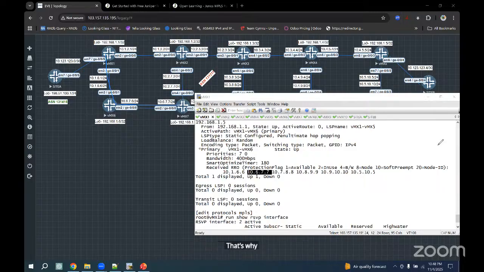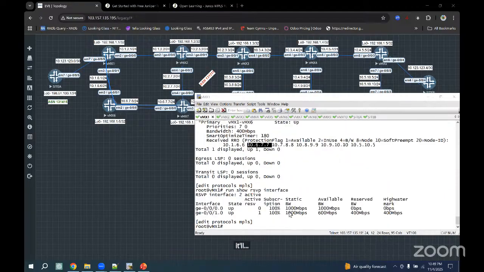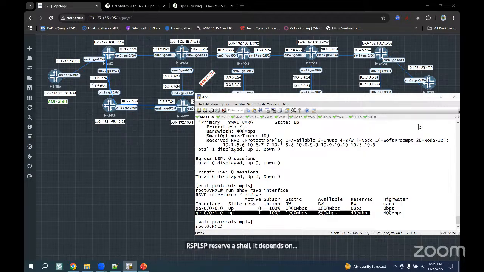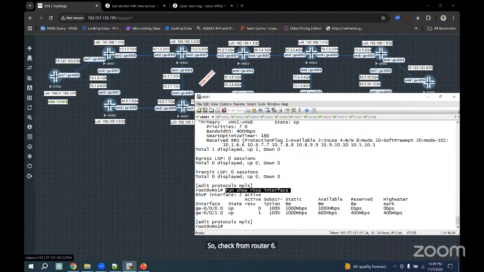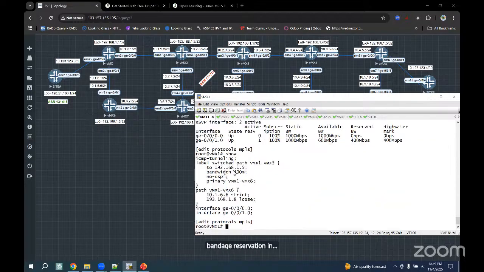That's why you get the reservation on this interface. That means RSVP LSP reservation depends on the LSP path. So check from router 6. From router 1, we just configured the bandwidth reservation in router 1. Now check from router 6.